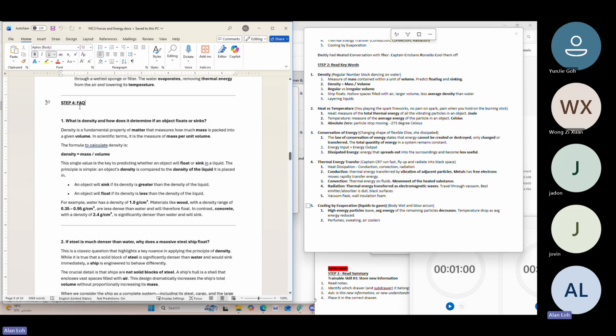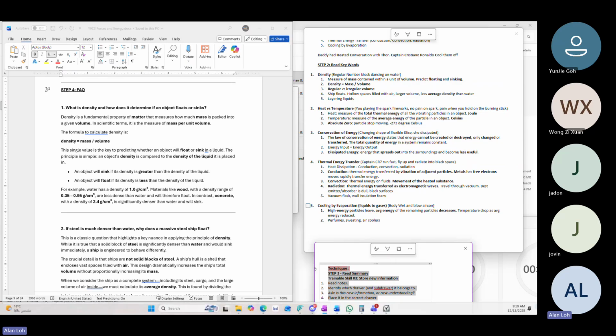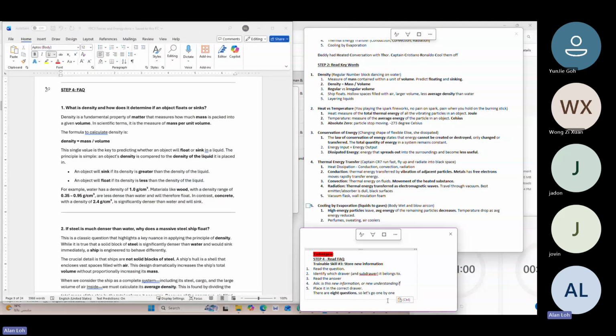Now let's continue on step 4. FAQ. FAQ is frequently asked questions. So what do you need to do in step 4? Let me replace this with the step 4 techniques. Okay, now I will replace this here. So this is to guide you on what to do for step 4. Number 1, read the question. Identify which drawer or sub-drawer it belongs to.